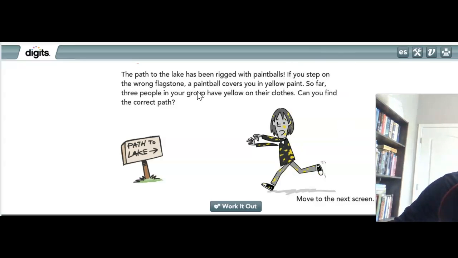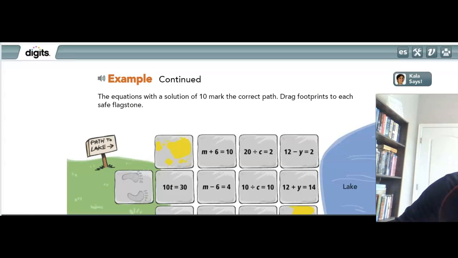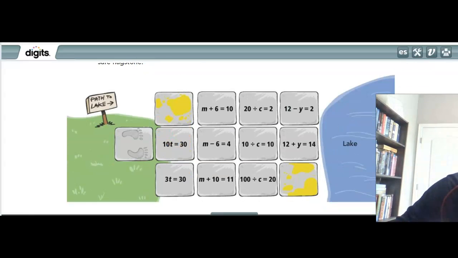If you step on the wrong flagstone, a paintball covers you in yellow paint. So far, 3 people in your group have yellow paint on their clothes. Uh-oh. Can you find the correct path? So let's go ahead and check out the path here, which is on your guided notes. It should look like this.